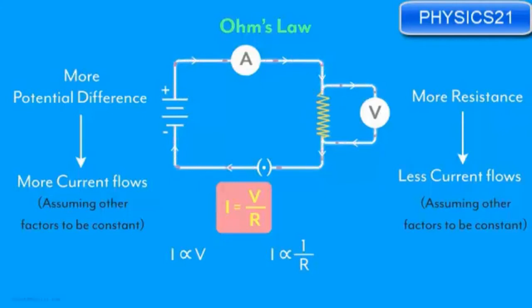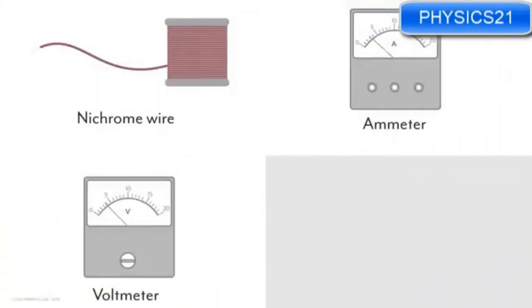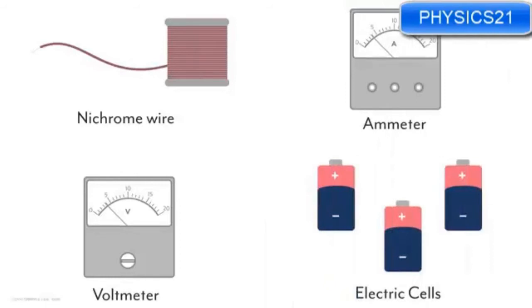Let's do a quick activity to understand Ohm's law. We would need a nichrome wire, a voltmeter, an ammeter, and 3 electric cells of very low voltages, somewhere in the range of 1 to 1.5 volts.